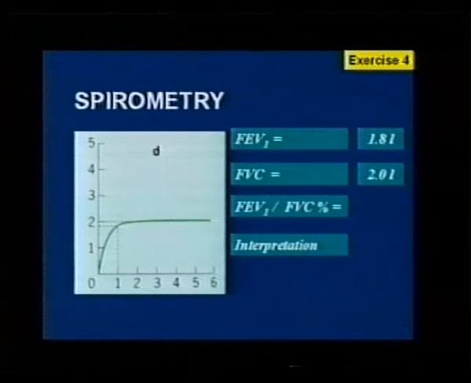FEV1 is 1.8 liters, FVC 2 liters. FEV1 ratio is 90%. Here both FEV1 and FVC are low, but the ratio remains over 70%, and this is a case of restrictive airway disease.